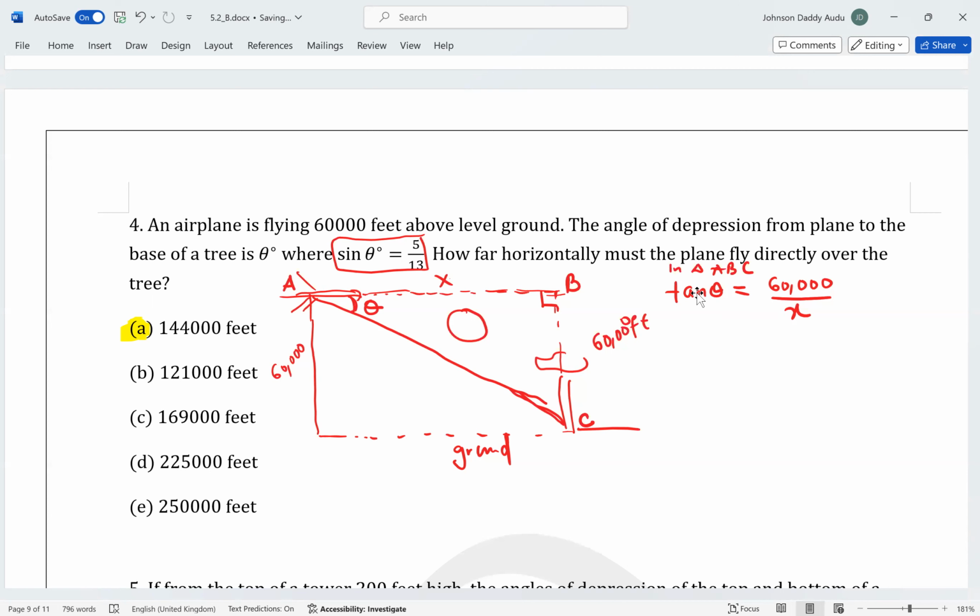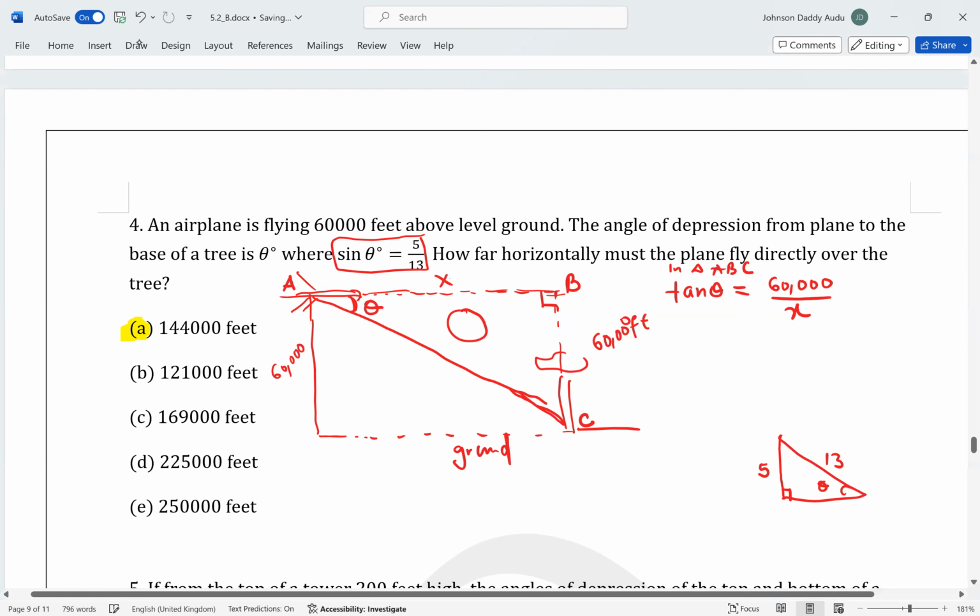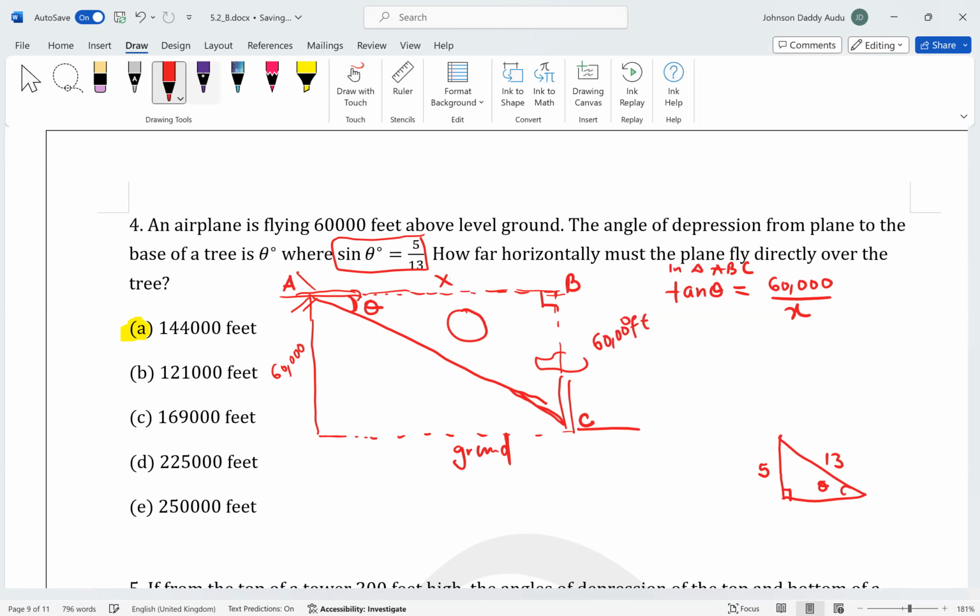So one thing we can do, I think I've explained this before, is form another small right angle triangle, and call anywhere to be your theta. Use this information: sine theta is 5 over 13. It means that this is going to be 5, this is going to be 13, right? And then you can find the adjacent by Pythagoras theorem.